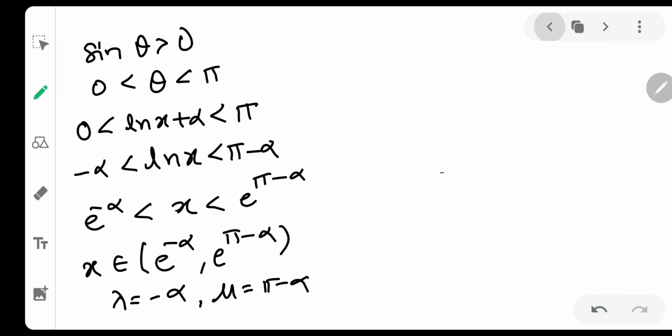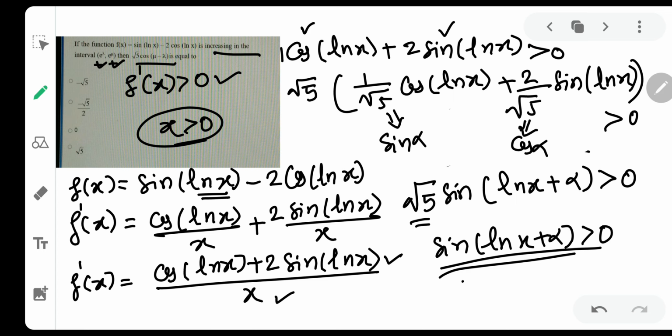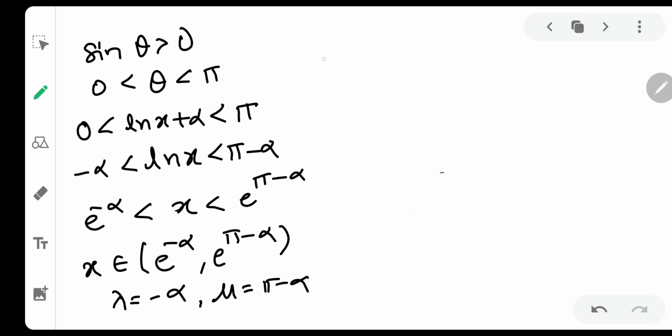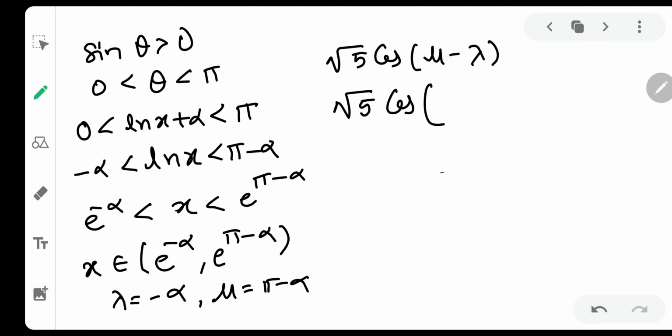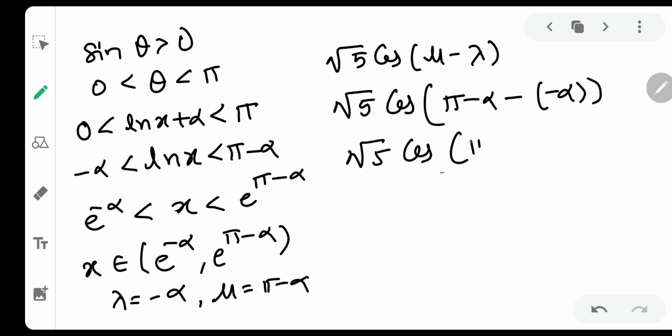Now what have they asked us? They have asked us root 5 cos of mu minus lambda. So here we go. Root 5 cosine of mu minus lambda. So that would be root 5 times cos of, what is mu? Mu is pi minus alpha. And what is lambda? Lambda is minus alpha. Let us just solve this. This will be root 5 cos of pi minus alpha plus alpha. As you see, alpha got cancelled. That is why I did not need to calculate the value of alpha.